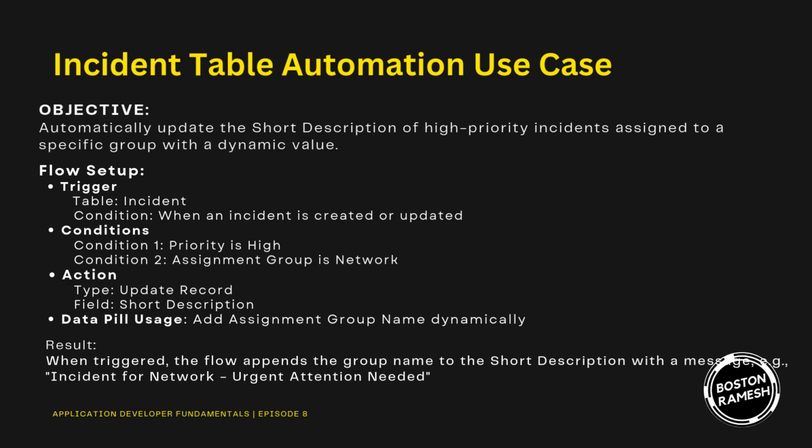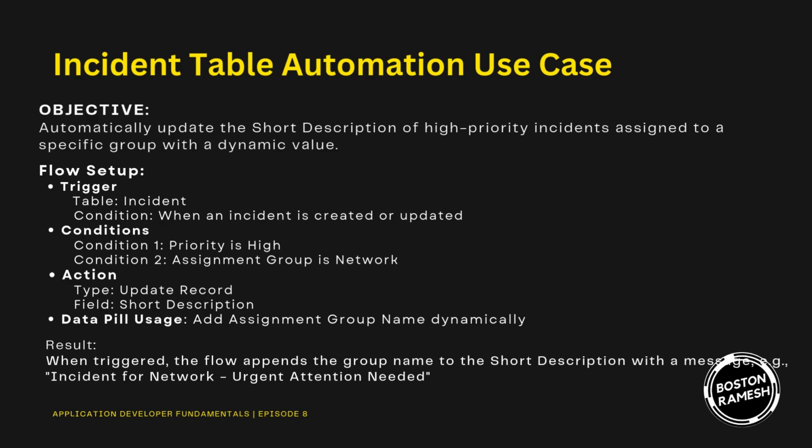So what is the flow setup? Trigger. We're going to run this workflow on the incident table when the condition is met, either it is created or updated. If any incident is created or updated, this workflow will start. And what conditions did we want to put on this trigger? This trigger will continue to execute the flow only when the incident, either created or updated, is of high priority, and the condition is when the assignment group is set to network.